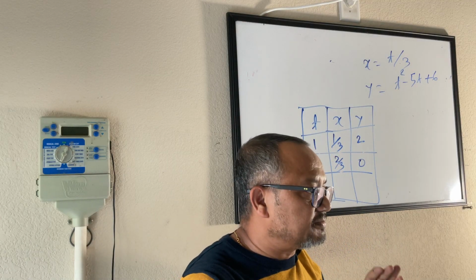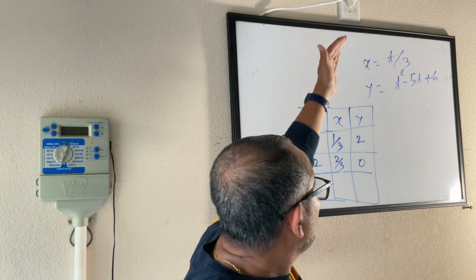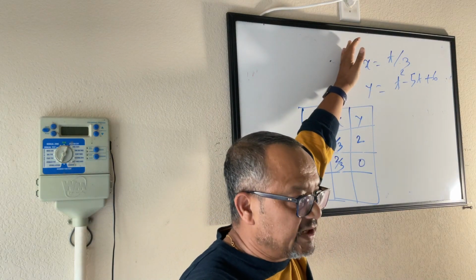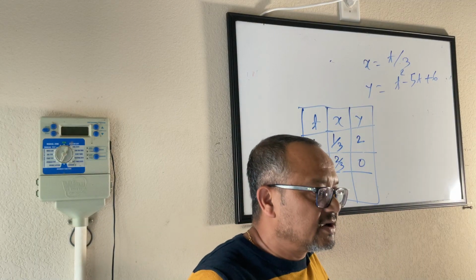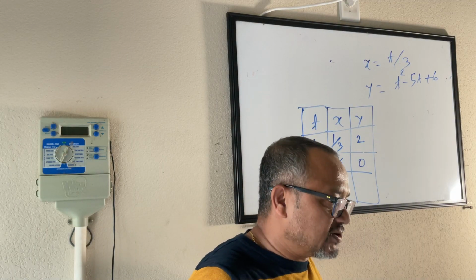This is just the basic premise of our understanding of parametric equations and how that translates into a table that we are used to seeing. Is everybody with me so far?